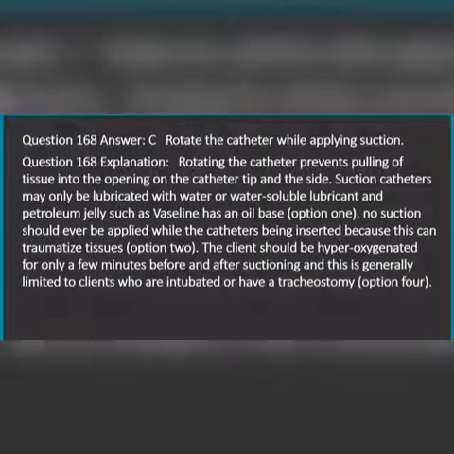Question 168. Explanation: Rotating the catheter prevents pulling of tissue into the opening on the catheter tip and the side. Suction catheters may only be lubricated with water or water-soluble lubricant, and petroleum jelly such as Vaseline has an oil base. Option A. No suction should ever be applied while the catheter is being inserted because this can traumatize tissues. Option B. The client should be hyperoxygenated for only a few minutes before and after suctioning, and this is generally limited to clients who are intubated or have a tracheostomy.